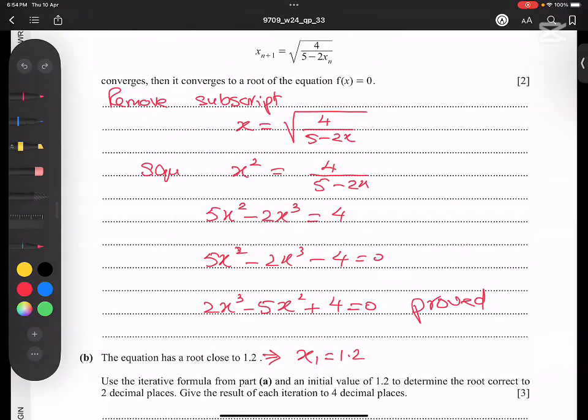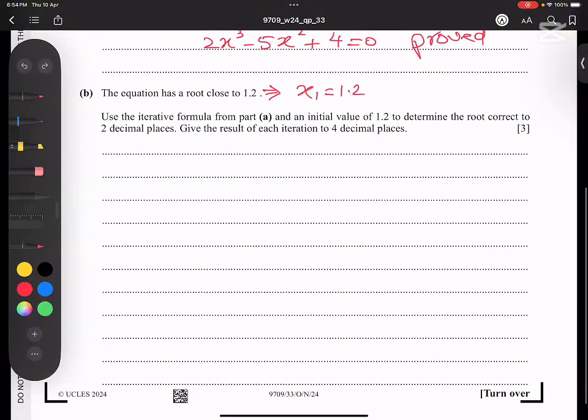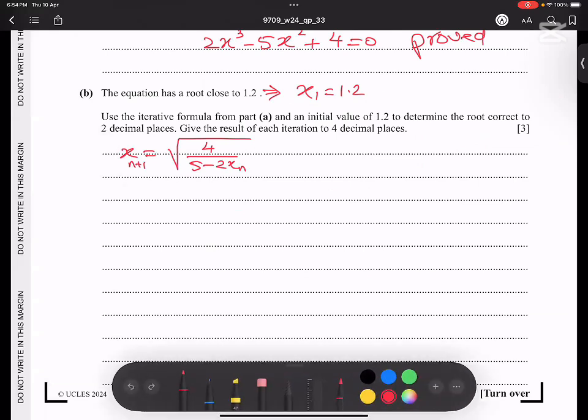I will take the same equation. You know, this is the same equation, and I will write it now here. Here we have n plus 1, here we have n. I replace every n by 1. So when I replace every n by 1, 1 plus 1, I get 2. I get x2 equals the square root of 4 over 5 minus 2x1. I'm showing it one time. Next time I will not show this deep explanation. x1 is 1.2.